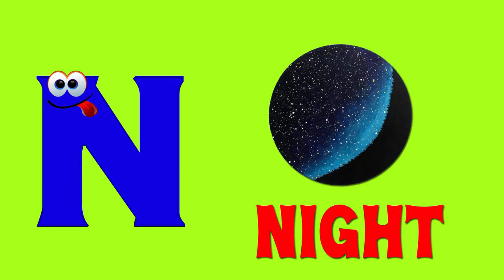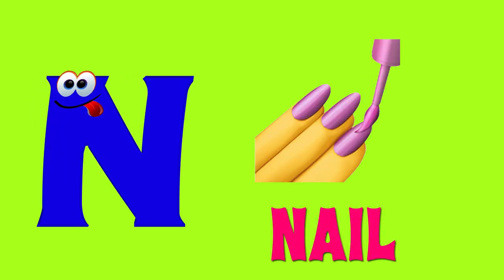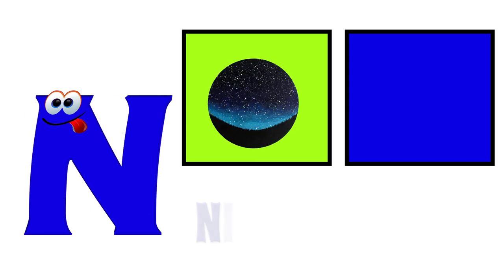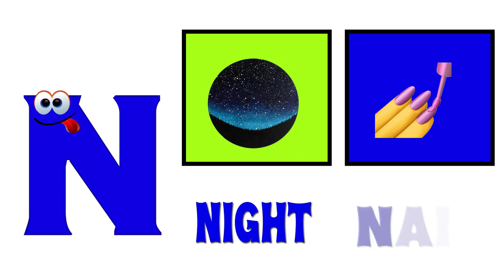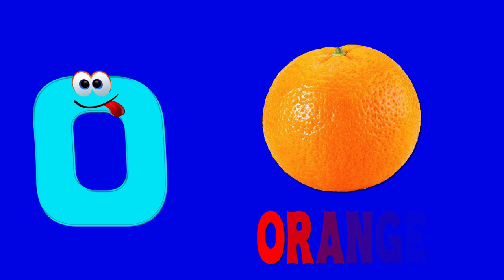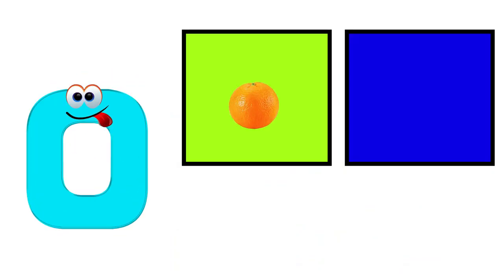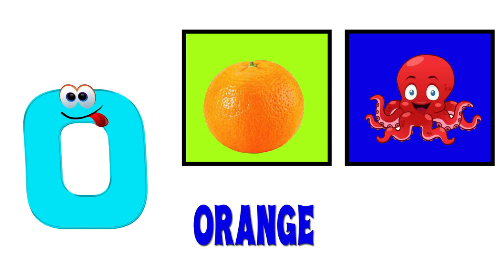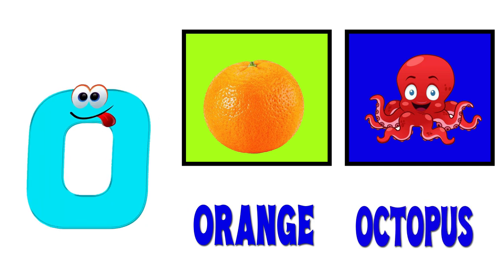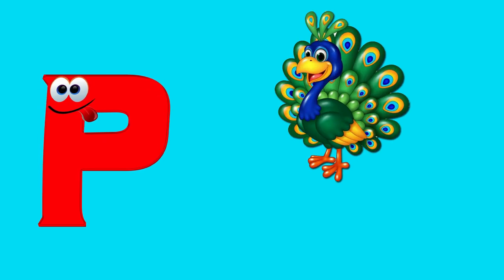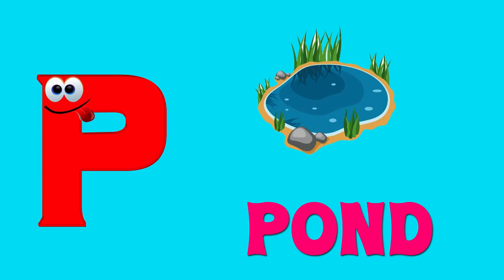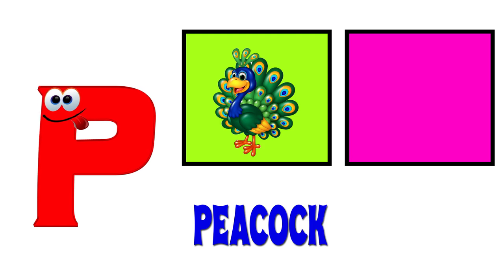N. N for night. N for nail. N for night. Nail. O. O for orange. O for octopus. O for orange. Octopus. P. P for peacock. P for palm. Peacock and palm.